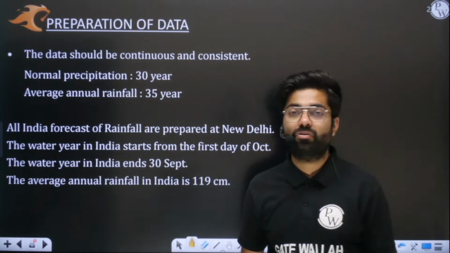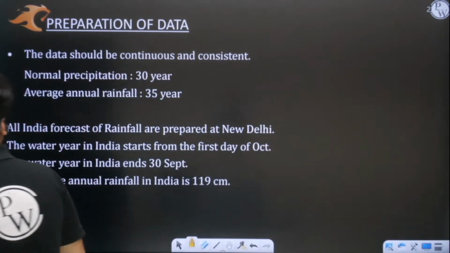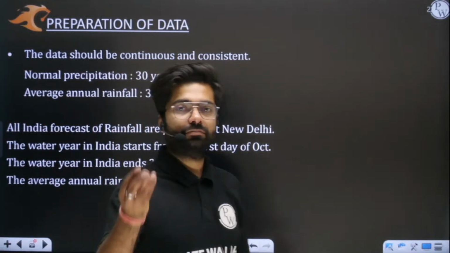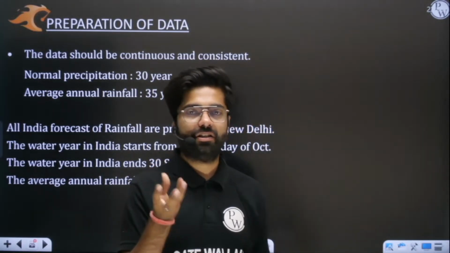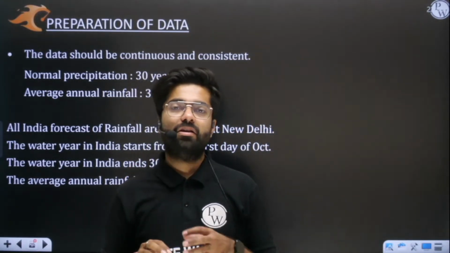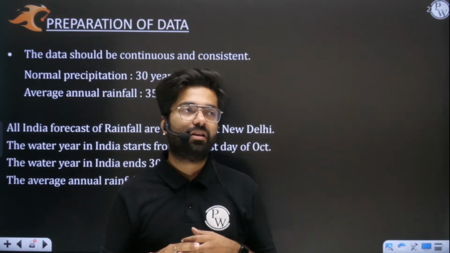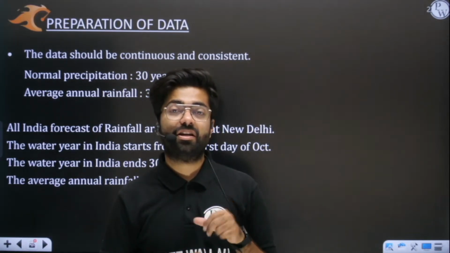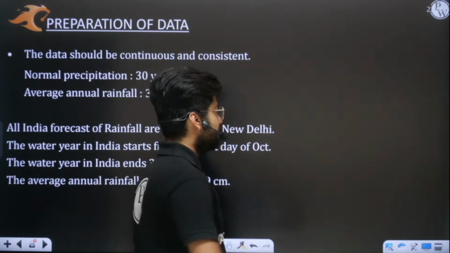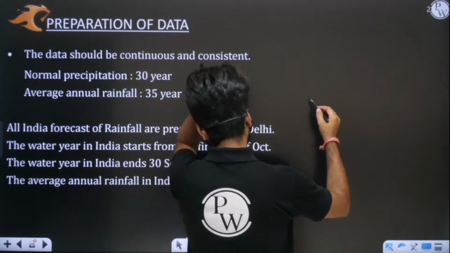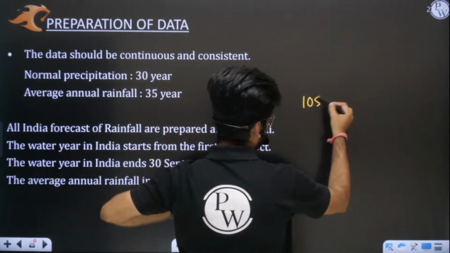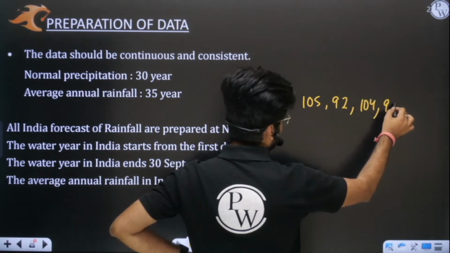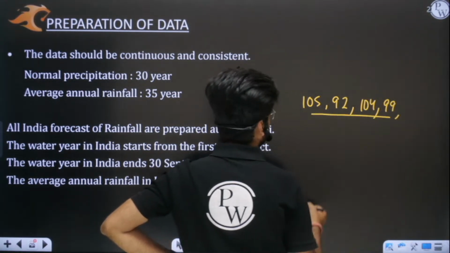Great, dear. So what I'm saying here is the data should be continuous. Then we have the consistency thing. Now what is consistency? If a certain rain gauge, or simply we can say a station, is experiencing a drastic change in its pattern. See what is the change here. Let us suppose in some year it is experiencing a rainfall of, let us say, 105 mm. In the next year 92, in the next year again 104, next year 99, like that. So it is receiving rainfall on a yearly basis like this.